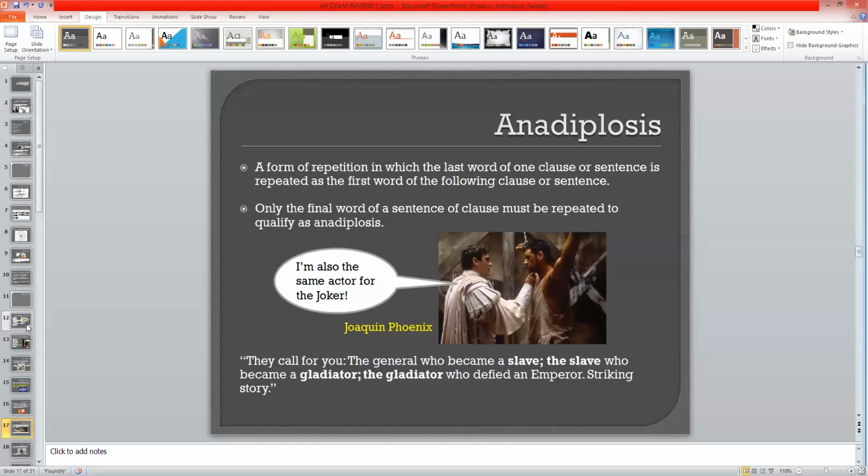Okay, this is the part where it gets kind of math equation-y. So I'll give you an example after I give this definition here. Only the final word of a sentence or clause must be repeated to qualify as anadiplosis. So the example here is from the movie Gladiator.